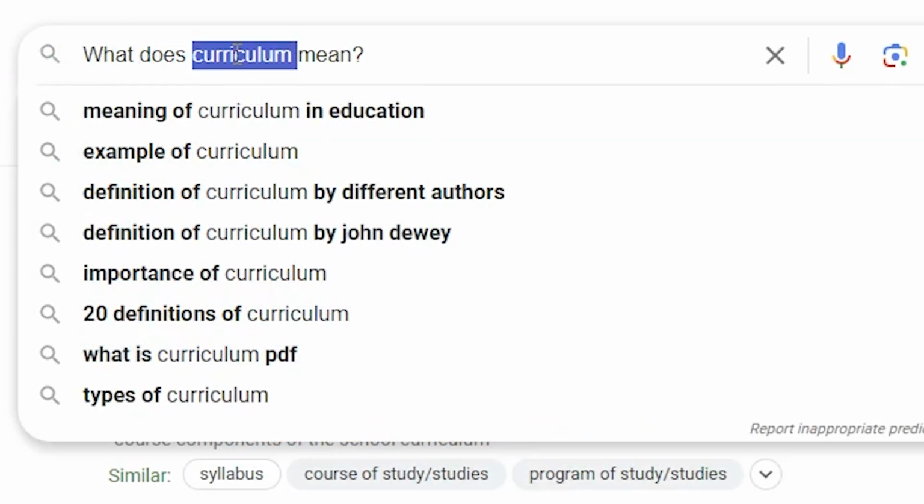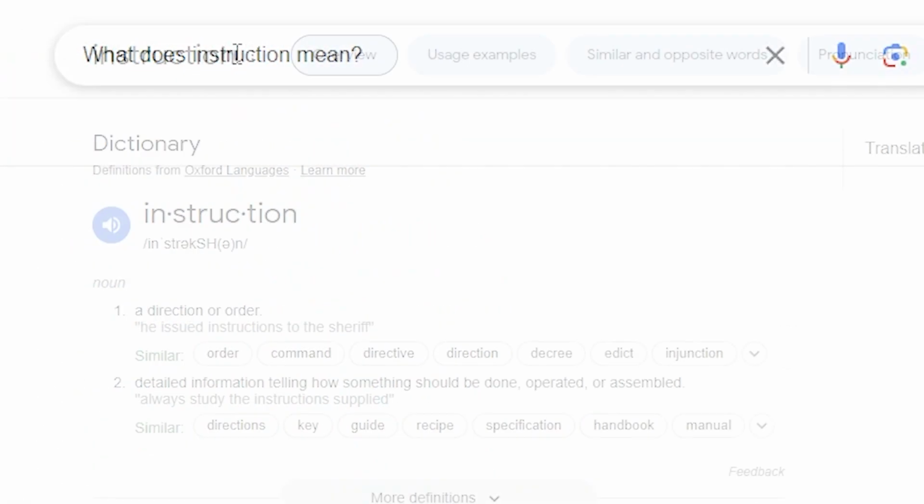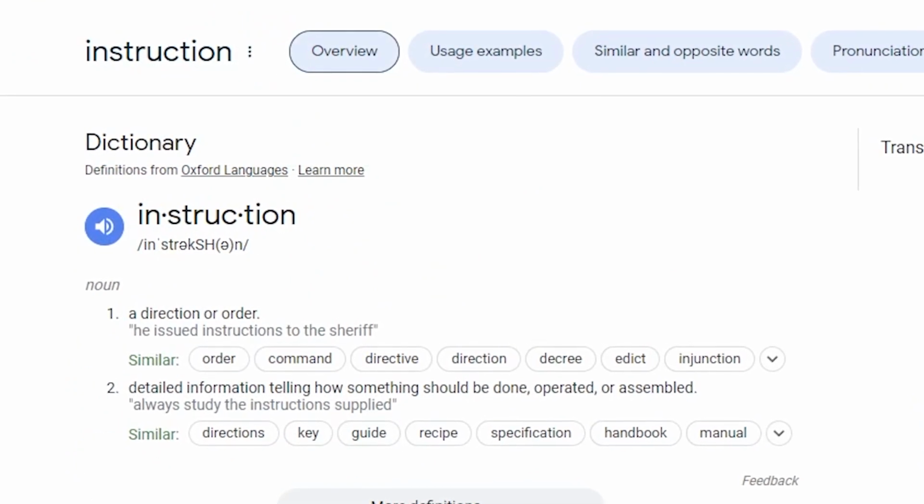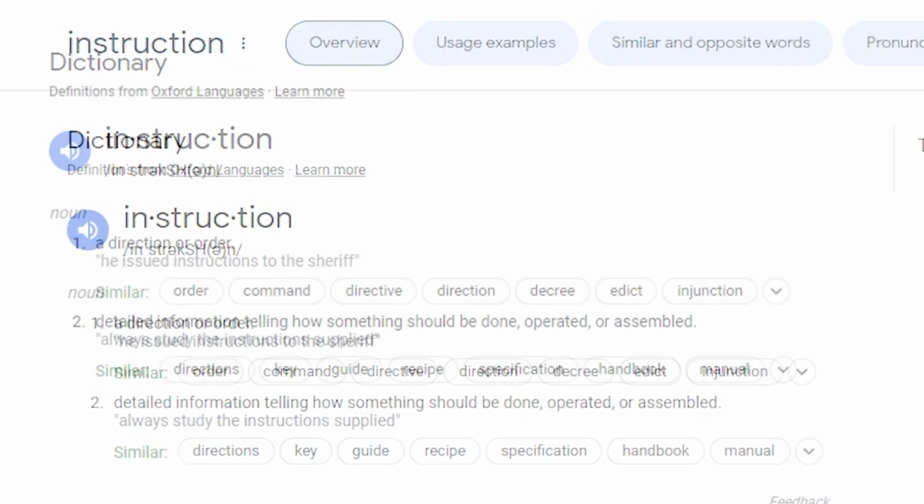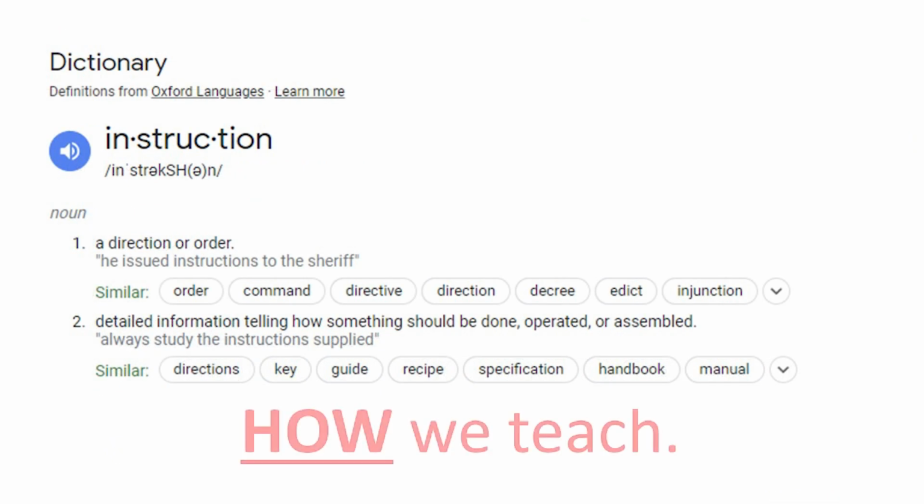Now, with instruction, instruction is detailed information telling how something should be done, operated, or assembled. Within the school context, instruction means how we teach, how we take that curriculum and get it to our students. That's our instruction. And we can think about different instructional strategies and learning activities. But just broadly, when we're looking at curriculum and instruction, we're looking at the how and what of teaching.